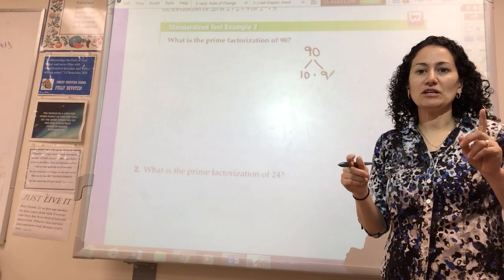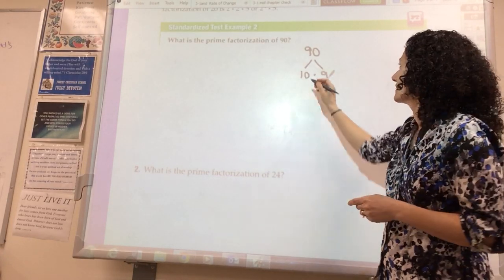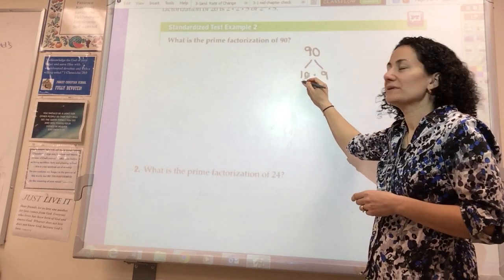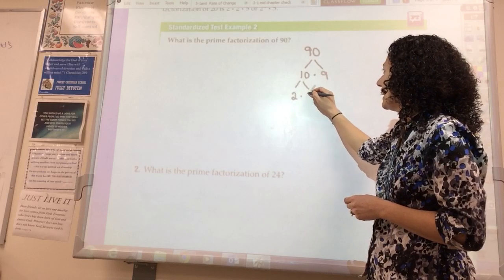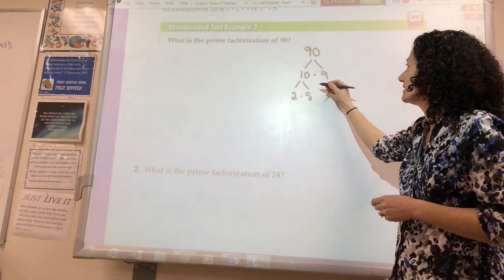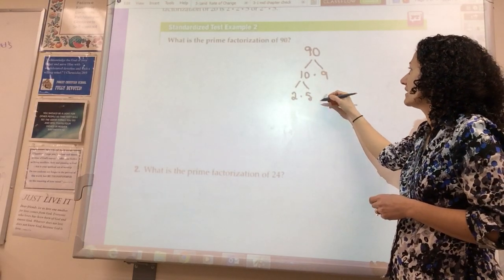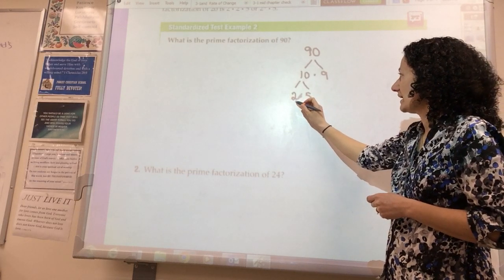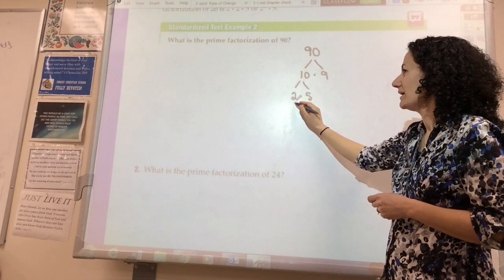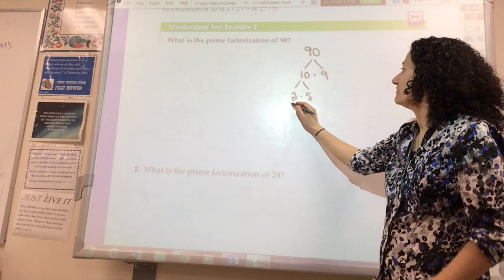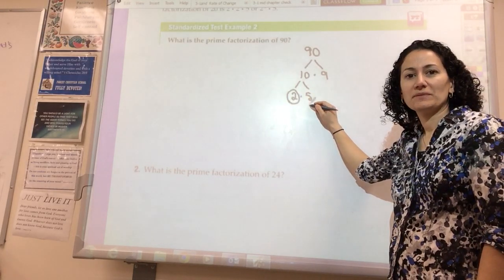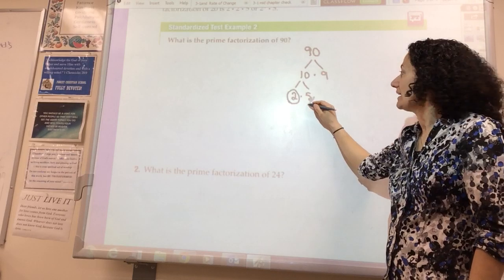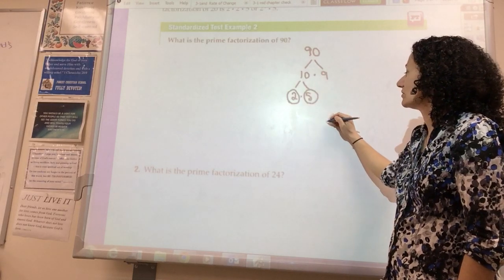Now I'm going to stop and check to see if either one of those are prime. 10 is not prime, so I can continue branching it. If you can think of 2 numbers that equal that, then continue branching. 2 times 5 is 10. And then again, I'm going to ask myself, is 2 prime? And that answer is yes. So I'm finished with this branch, and I can circle it. Is 5 prime? And that answer is yes again. I can't branch 5 out anymore, so I circle it.